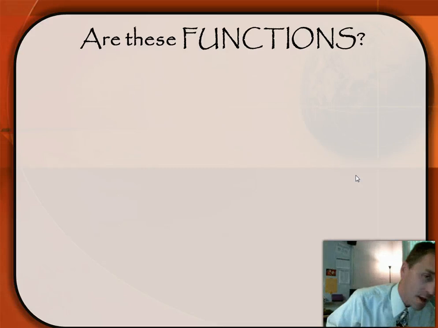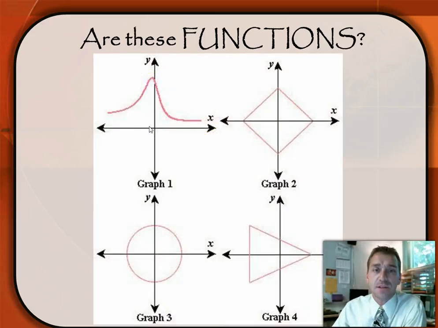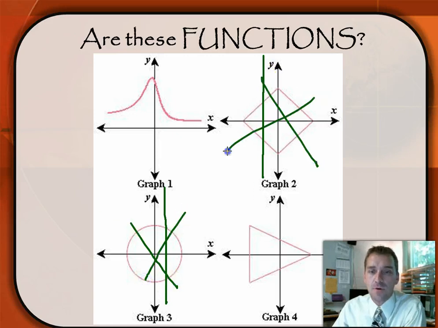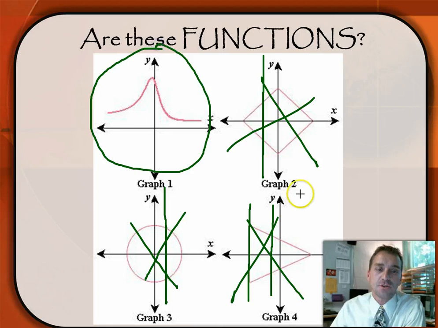It's pretty simple. Are these functions, back to these things? This one right here absolutely is. It passes the vertical line test. This one right here fails the vertical line test. It intersects 2 spots. This one fails right there, 2 spots, not a function. This one right here fails. In fact, it fails an infinite number of times, because that vertical line is intersecting a bunch of times right through there. So that one fails. So there's really only one that's a function in this picture.